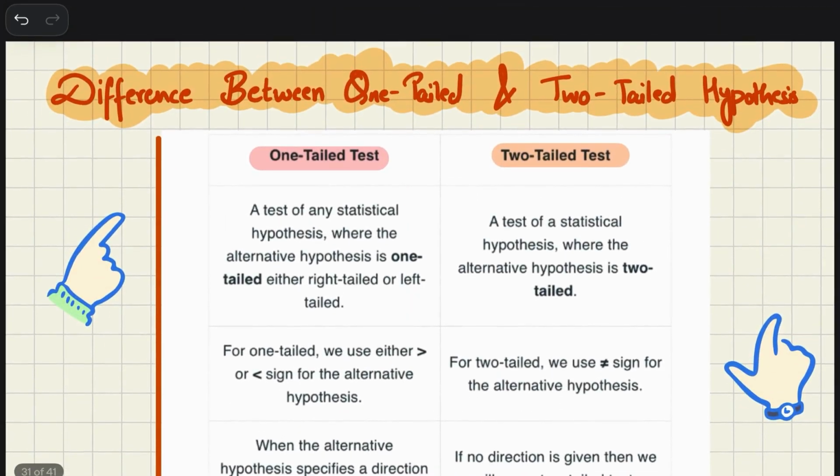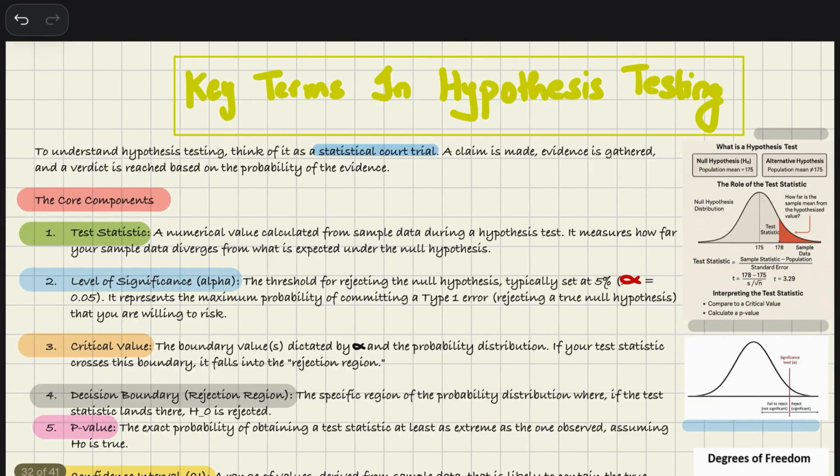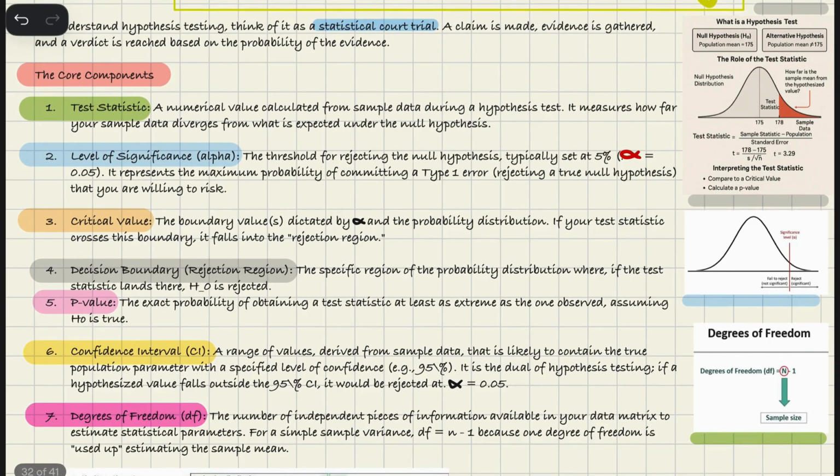All right, so this was about one-tailed and two-tailed tests. Now let's look at the core components that you will manipulate in every single numerical problem. Think of these as gears inside a statistical machine. First, the most important component is the test statistic. The test statistic is a numerical value that you calculate directly from your sample data using a formula.